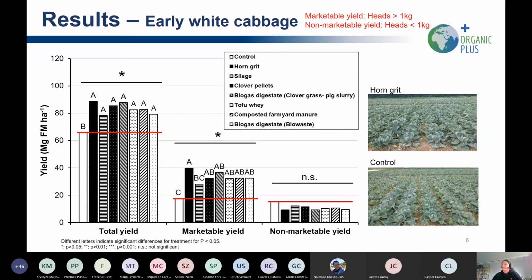There you can see that there is just a significant difference between the control and the other treatments. Within the fertilizers, you can see that Horngrid had the highest total yield, but the other fertilizers haven't been significantly different. When you look at the marketable yield in the middle of the graph, Horngrid had the significantly highest yields compared to the other ones. But you can see that the clover pellets, the black one with the white dots, and the one next to it, the biogas digestates from the clover grass, are also quite good. For the non-marketable yield, the control had the highest, so it had the smallest heads, but overall there was no significant difference between the treatments.